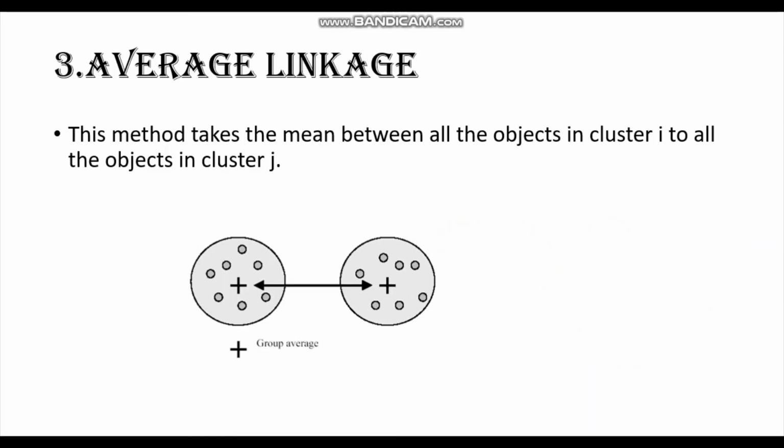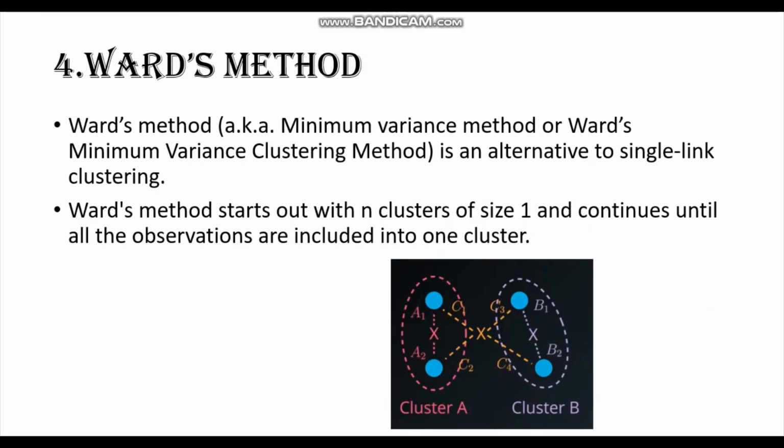And as I already told you, the average linkage method is nothing but it takes the mean between the clusters and tries to connect. Whichever has the shortest mean, it will connect to that cluster. And Ward's method, which is one of the famous methods used in most hierarchical clustering, is also known as the minimum variance method, and is just an alternative to single link clustering. Ward's method starts out with n clusters of size 1 and continues until all observations are included in one cluster. That is the concept of how Ward's method works.